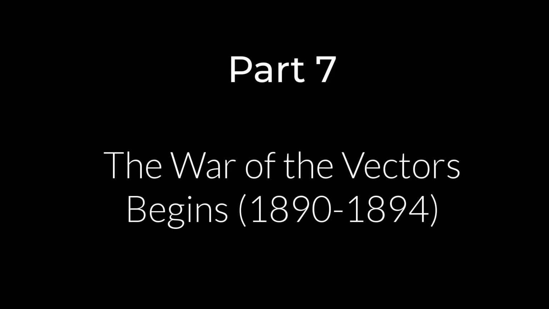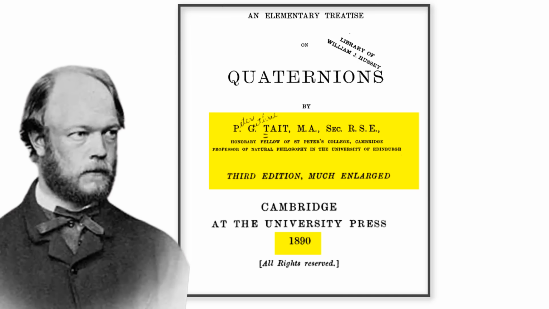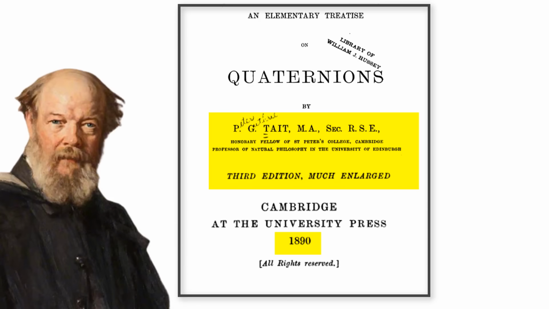1890 to 1894. Possibly inspired by Hertz's result, Peter Tait began working on a third edition, much enlarged, of his Elementary Treatise on Quaternions. However, the slow acceptance of quaternions was starting to grind Tait down, and he was particularly upset with Gibbs because he had known him for several years with their work on statistical mechanics, and he knew as well as anyone that Gibbs could handle quaternions.